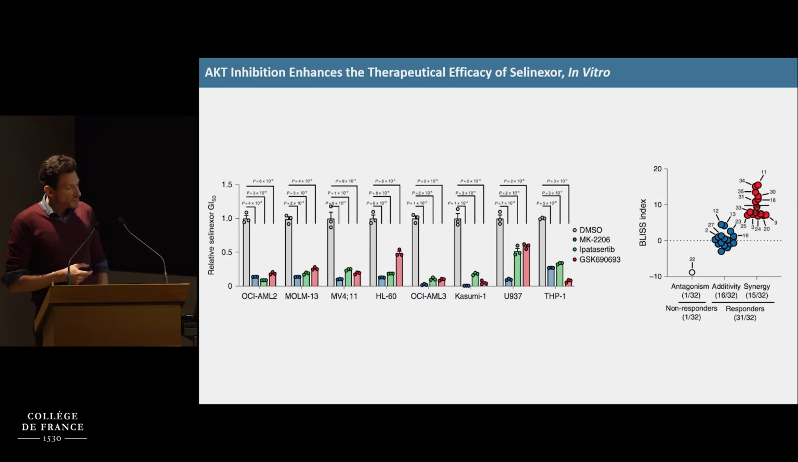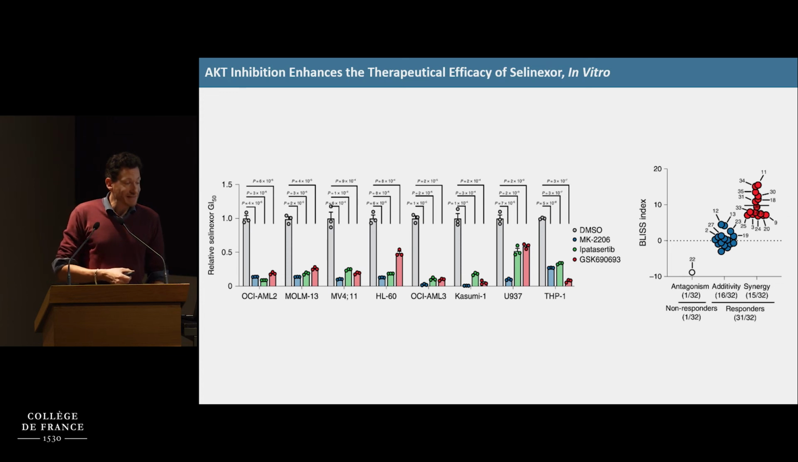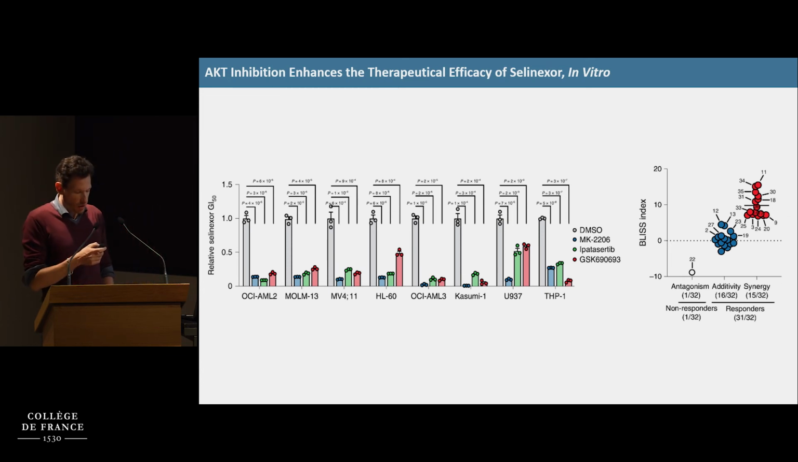We then wanted to investigate whether AKT inhibition could enhance the therapeutic efficacy of selinexor in vitro and then in vivo. So we started first with the in vitro experiment across multiple AML cell lines. We treated them with a combination of selinexor and multiple AKT inhibitors. And we found that in every instance tested, inhibition of AKT enhanced the killing activity of selinexor.